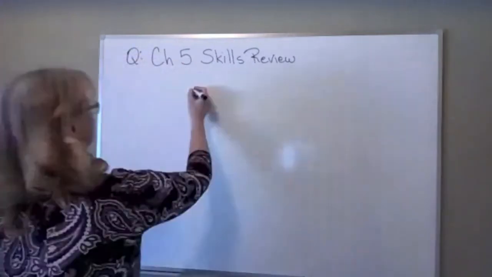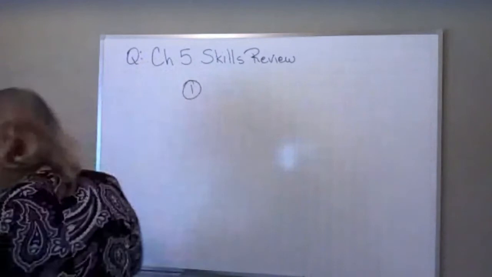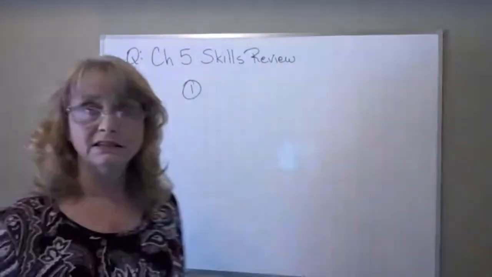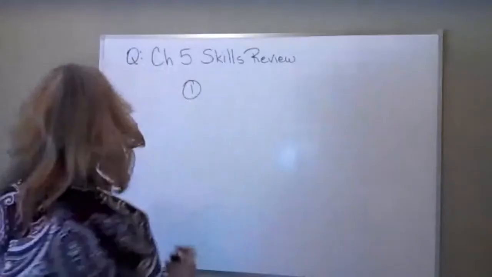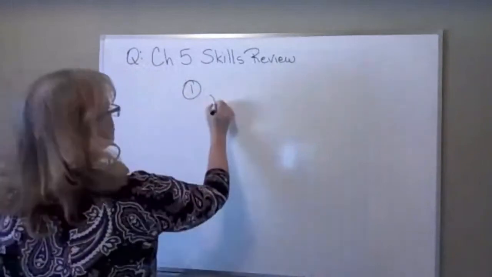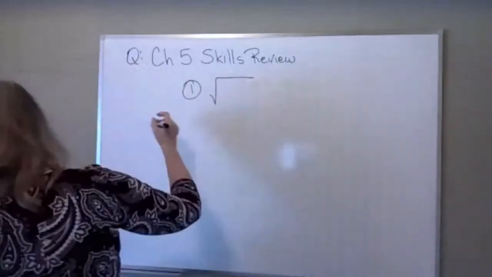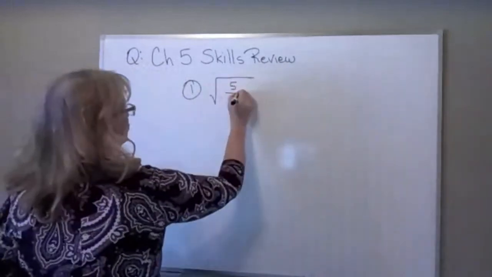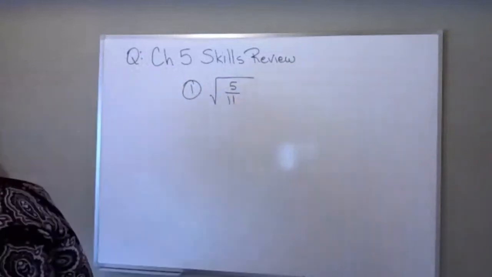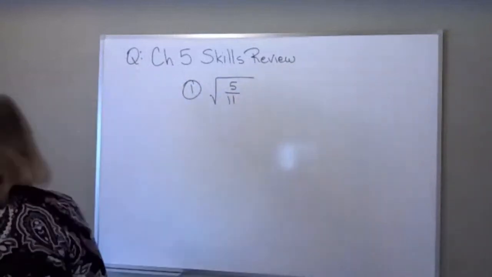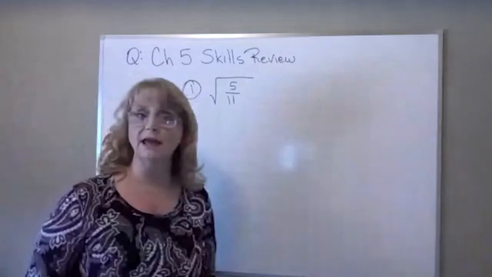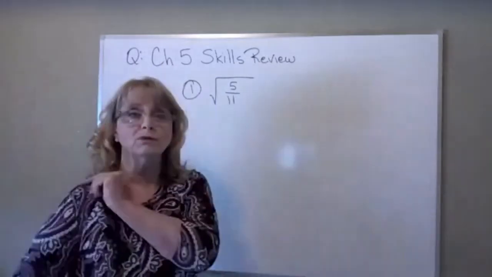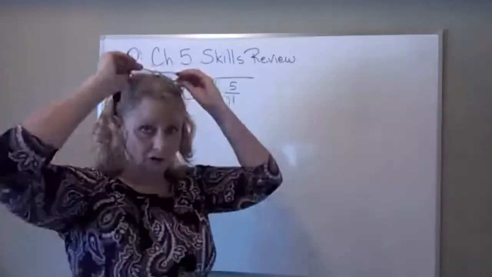Okay, number one. This is number one in the skills review. And like I said, this is all about using your calculator. So number one says the square root of 5 over 11. And it says round to 2 decimal places. Now, when they tell you to round, they mean round your final answer to 2 decimal places.